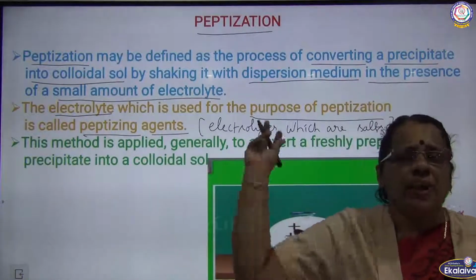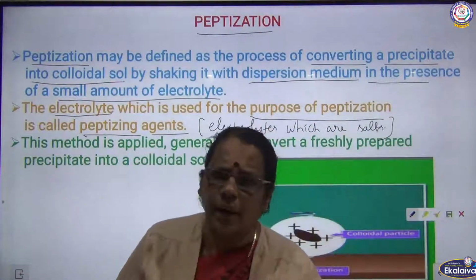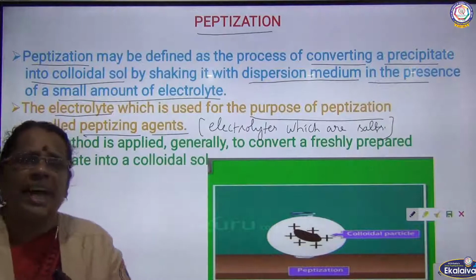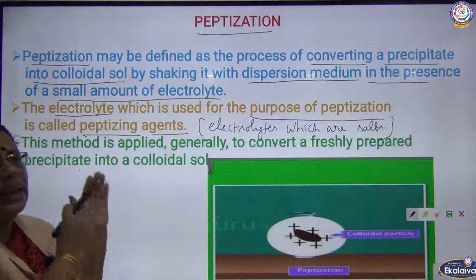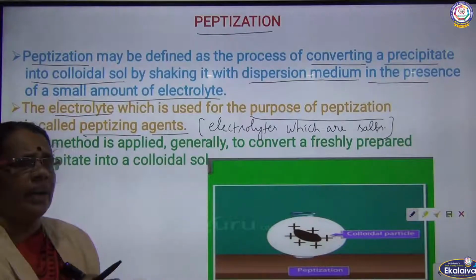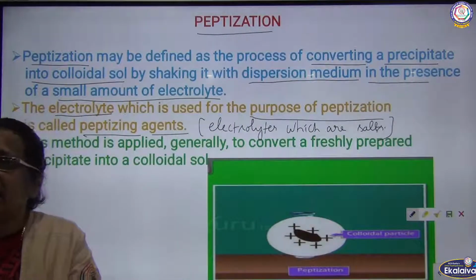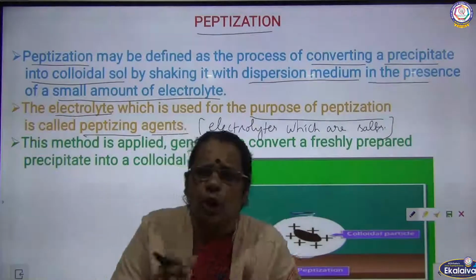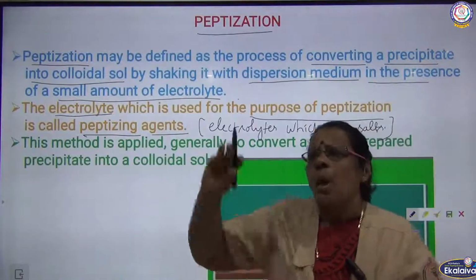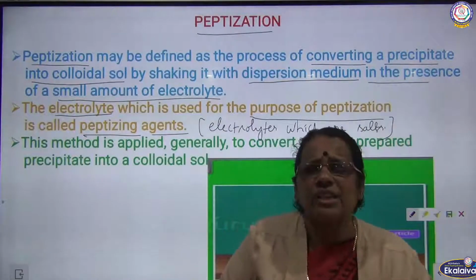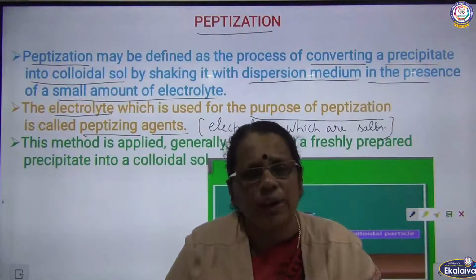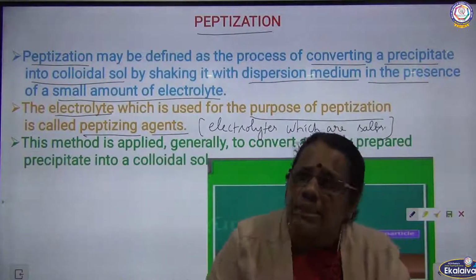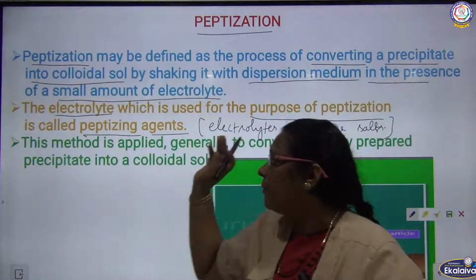So here we are converting the precipitate into a colloid. In order to do that, I need some electrolytes, some agents, which when added to a precipitate convert it into a colloid. The electrolytes that we add to the precipitate to convert it into a colloid, we call peptizing agents. What type of substances do we add as peptizing agents? Electrolytes. What are electrolytes? Electrolytes are nothing but salts. These electrolytes, which are nothing but salts, when added to a precipitate, convert it into a colloid.